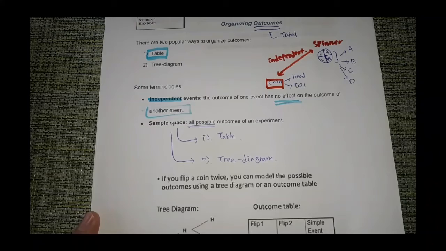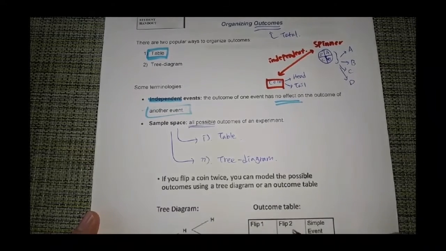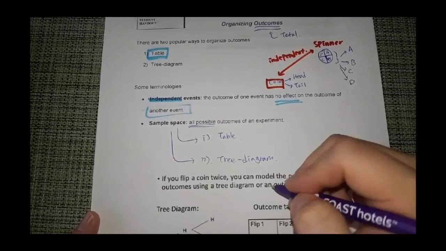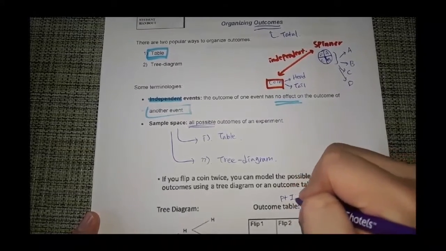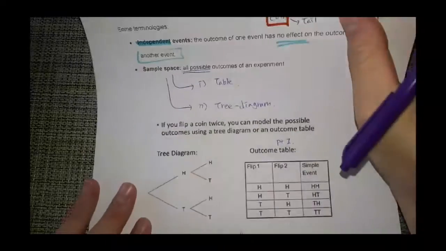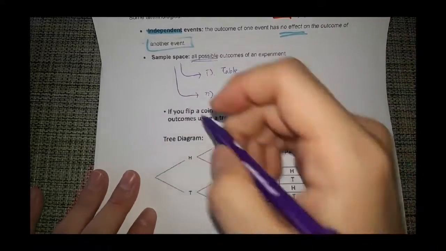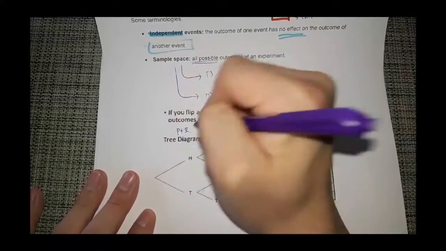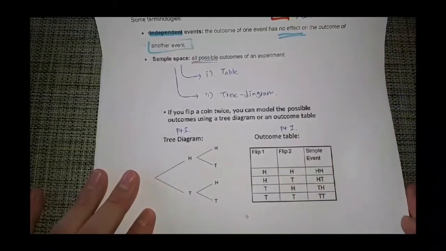And if you flip a coin twice, you can model the possible outcomes using a tree diagram or an outcome table. That's the example you see on the left side and right side. Like I said, part 1 will talk mainly about the table construction, and the part 2 lesson will be mainly focusing on the tree diagram.